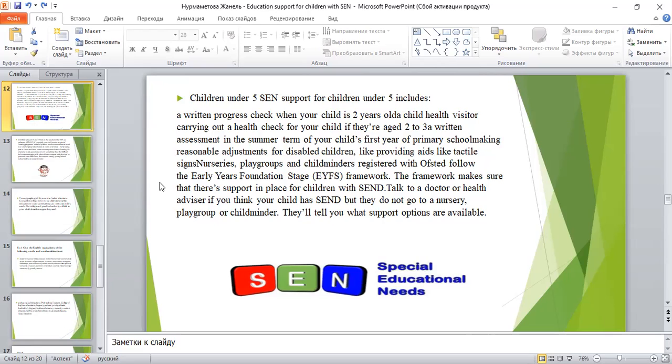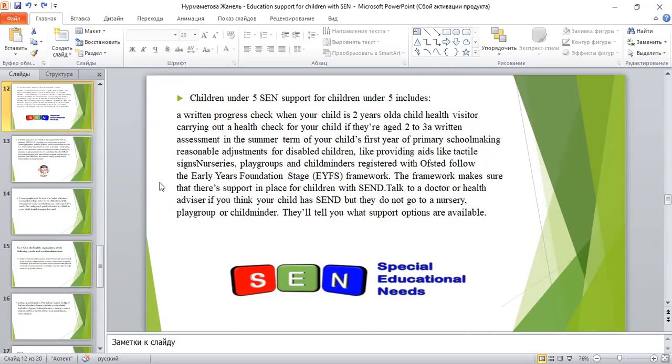Children under 5 with special educational needs: support includes a written progress check when your child is 2 years old. A health visitor carries out a health check for your child if they are aged 2 to 3, and a written assessment in the summer term of your child's first year of primary school, making reasonable adjustments for disabled children, like providing aids such as tactile signs.